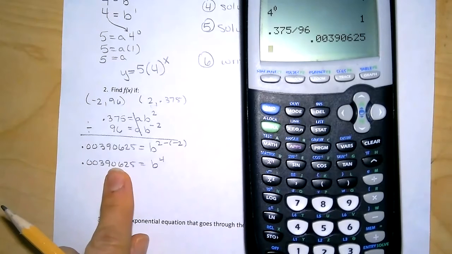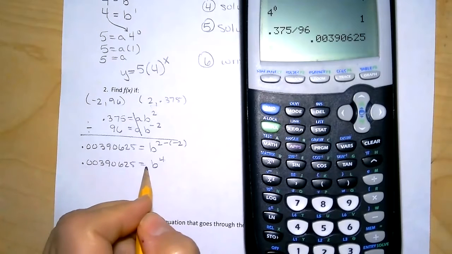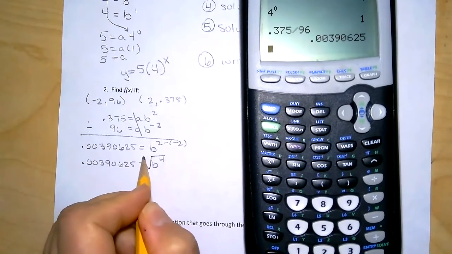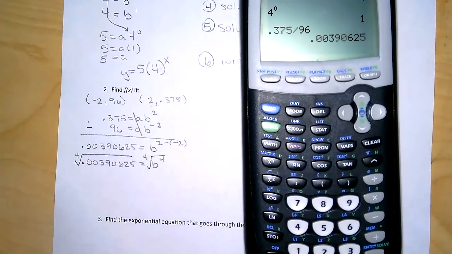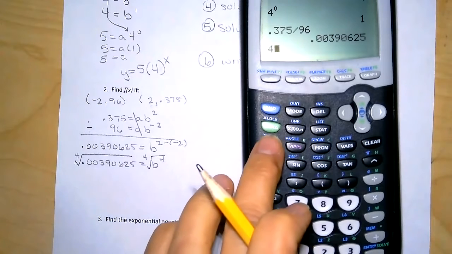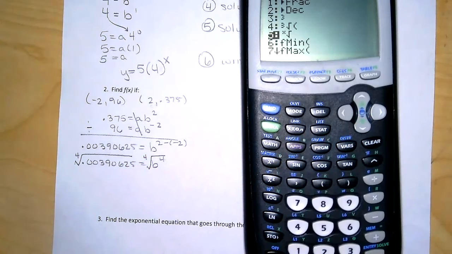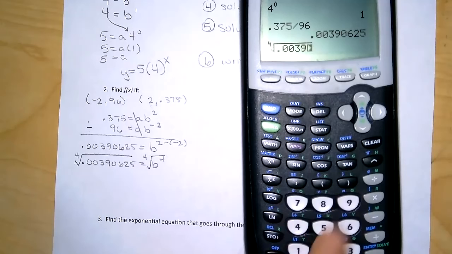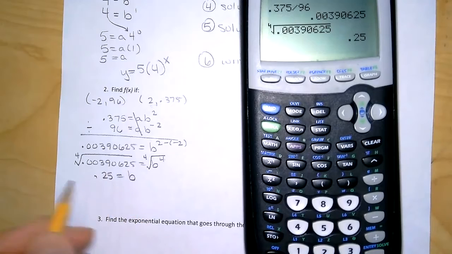So now to get b by itself, I have to get rid of this 4th exponent. What gets rid of the fourth exponent is the fourth root. So I'm going to do the fourth root on this. So pressing the 4 and then the math button, it's right next here, I am going to go down to number 5 for the root. And then I'm going to put my decimal in, 0.00390625. And that gives me 0.25 equals b.